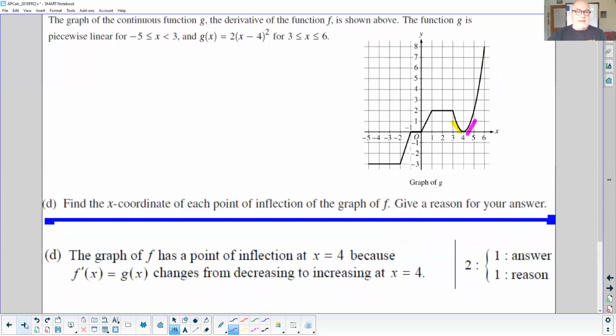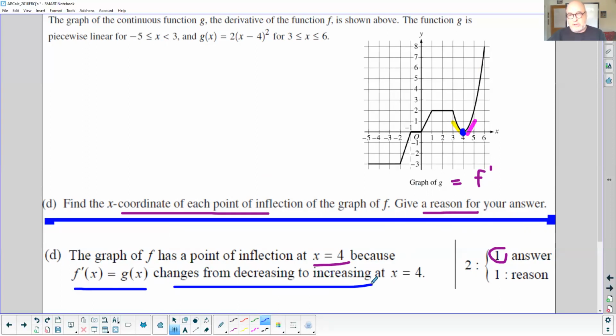And then D, find the x coordinate of each point of inflection. Okay, so here's my plan. Point of inflection definition is that f double prime must change sign. How do I know that f double prime must change sign when you're looking at f prime? That's the question. That's going to be your reason. So the answer is very simple. 4, right here. How did I know? It is right there, because f prime changes from decreasing to increasing at that point.